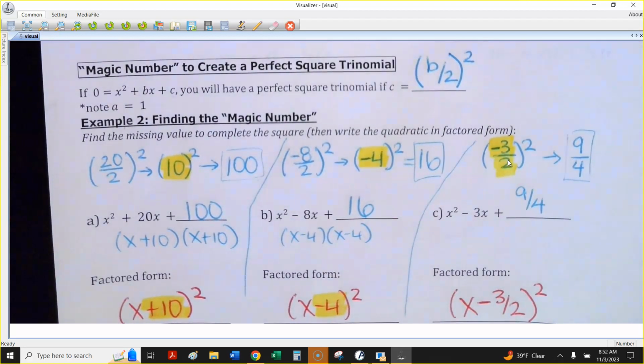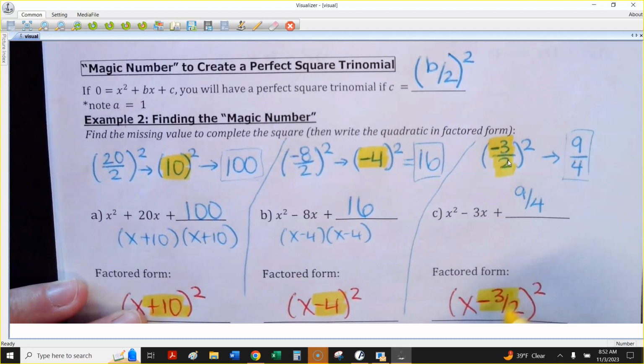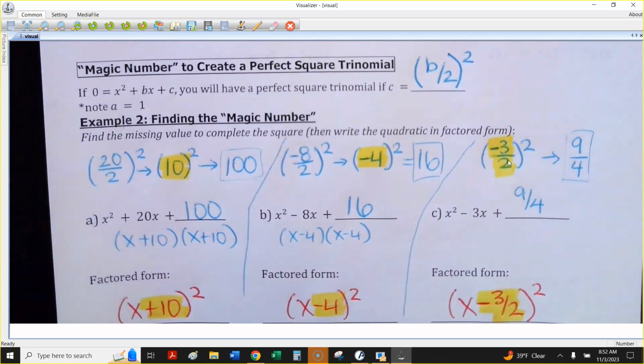If you can remember that, especially if you get a question where you're working with a fraction, whatever you square, that's your factor. Just remember that. That'll help you, especially if you have to work with a fraction. Is anybody having a question?